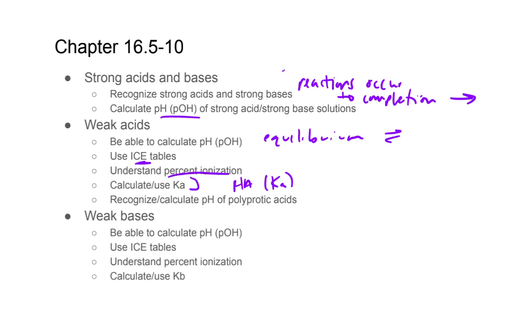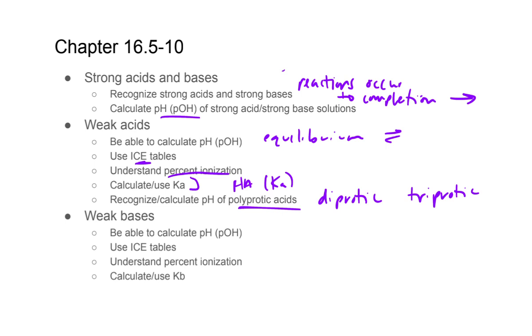We talked about percent ionization. Make sure you're able to calculate percent ionization, note trends with percent ionization. I think there were practice problems with that. And then be able to recognize and understand calculations involving polyprotic acids. So these are our diprotic acids and our triprotic acids.